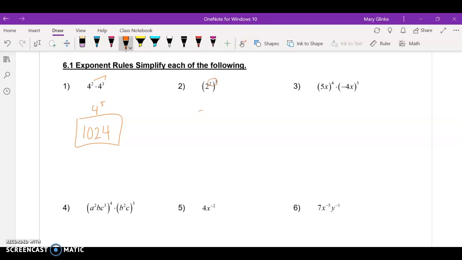For number 2, you're going to take your exponents and you're going to multiply them. That's going to give you 2 to the 6th. When you actually do 2 to the 6th, that's going to end up being 64.